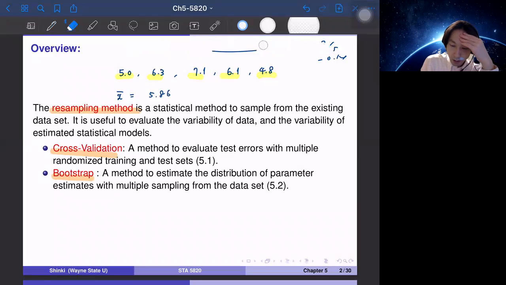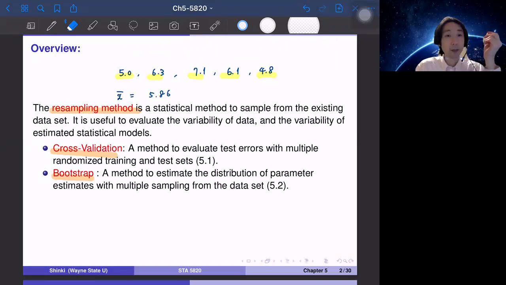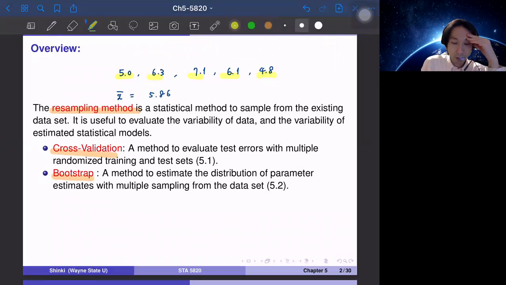These are realizations of random variables, so if we have another 5 observations, we have a different X bar. But since we have already taken the average of 5 observations, we don't have any variability in X bar. So we don't know how reliable this X bar is. Resampling means that we sample from this sample.